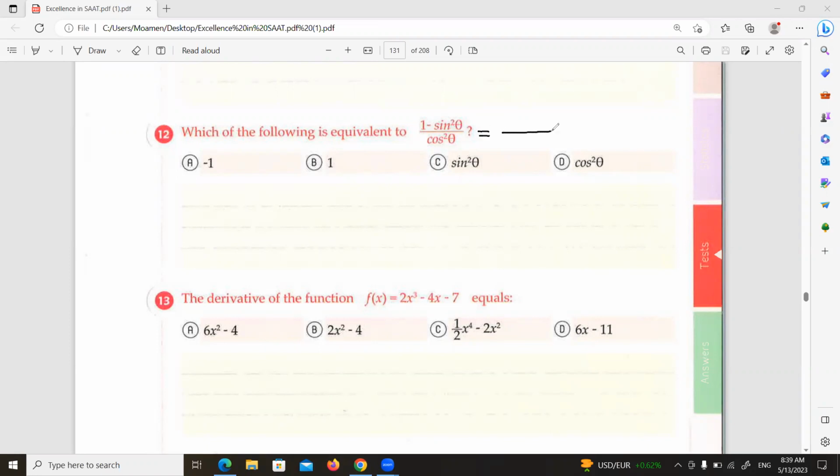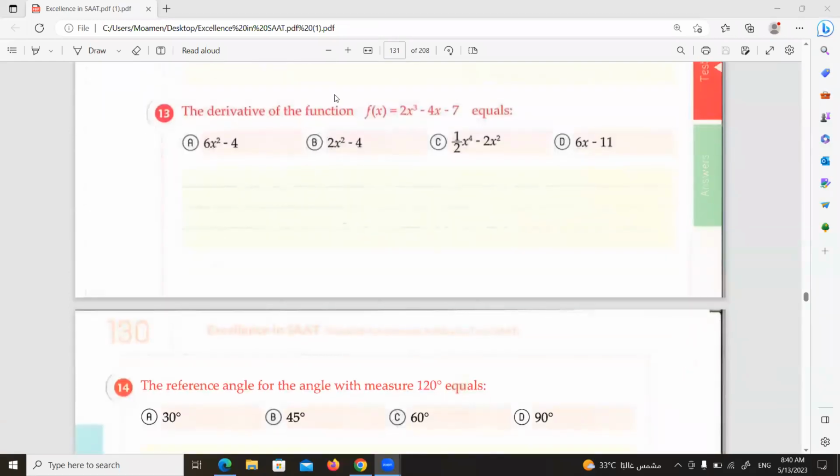identities. Okay, first we have here 1 minus sine squared. 1 minus sine squared equals cosine squared theta. So I'll replace 1 minus sine squared by cosine squared and write the denominator as it is, which is cosine squared. Any number over itself is equal to 1. So the problem is very easy, as you see, and we solve it in a few seconds.